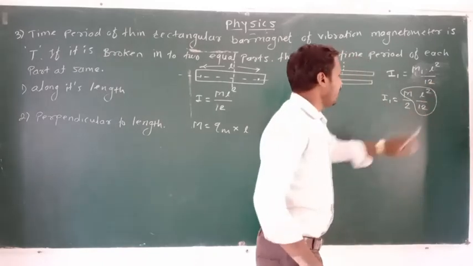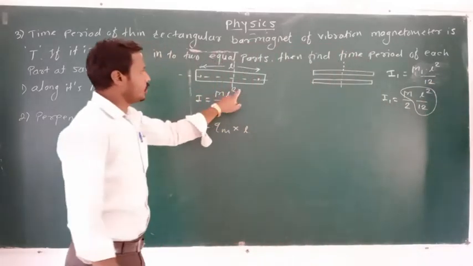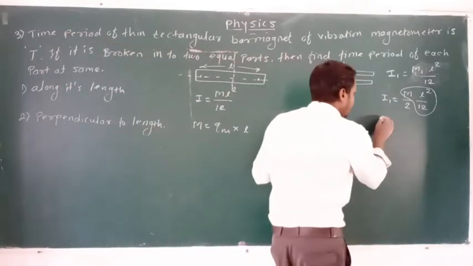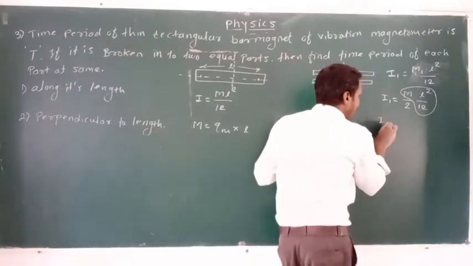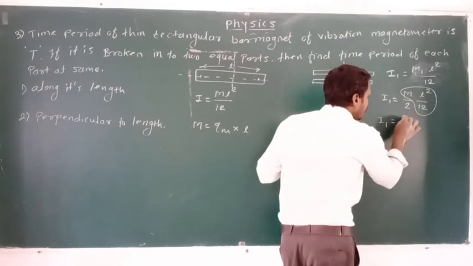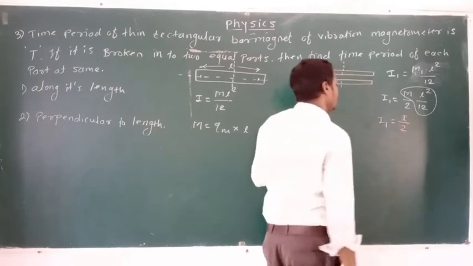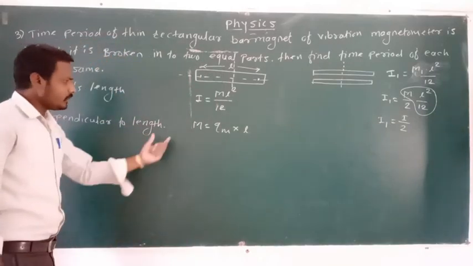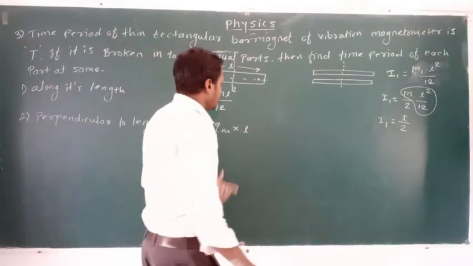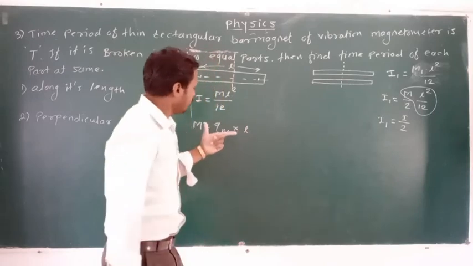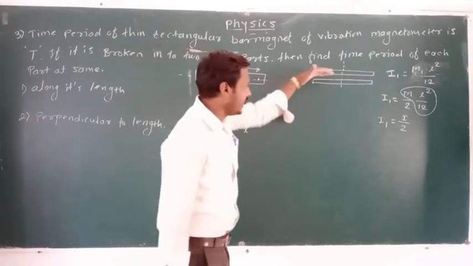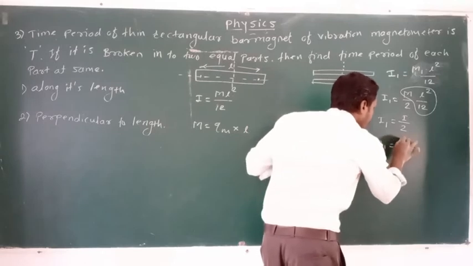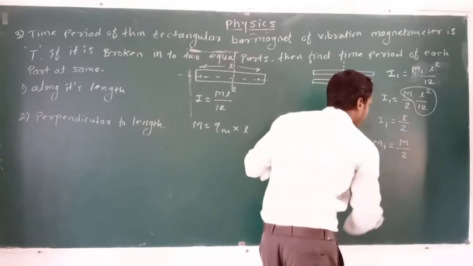But m L square divided by 12 is the original moment of inertia. For that purpose I can write I1 is equal to I divided by 2. And we have already studied that when the bar magnet is broken along its length, then M1 is equal to capital M divided by 2.